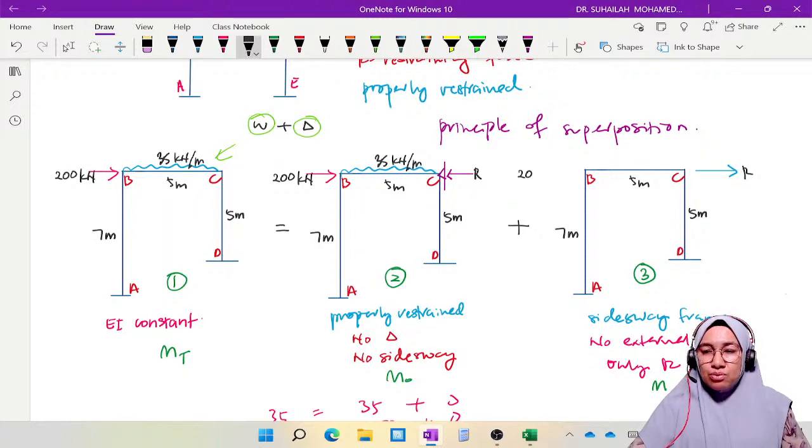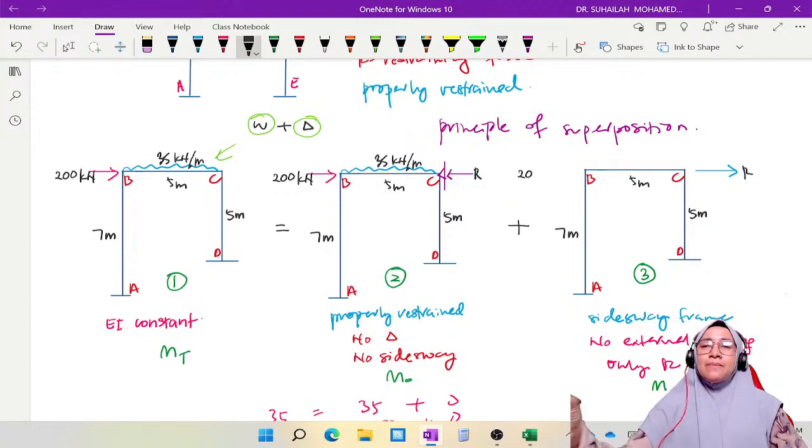But for table number 2, we cannot directly use diagram number 3. We cannot calculate FEM due to delta, because we do not know the delta value. When we do not know the delta value, we cannot use the direct method. We cannot assume the delta value here, and we do not need to calculate the delta value.